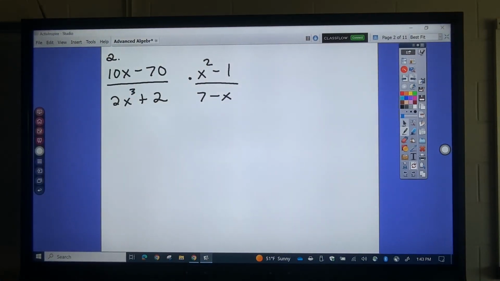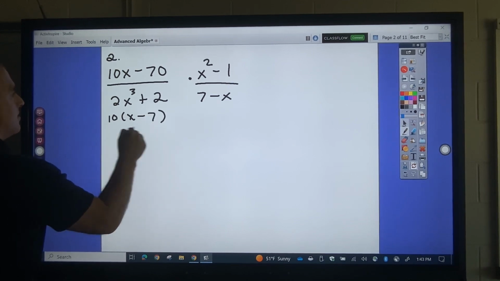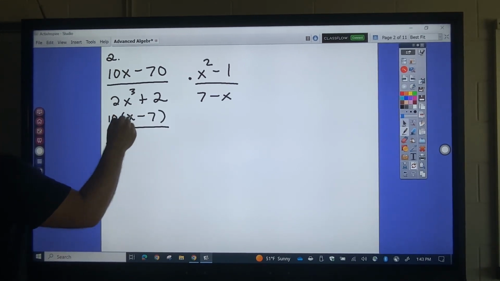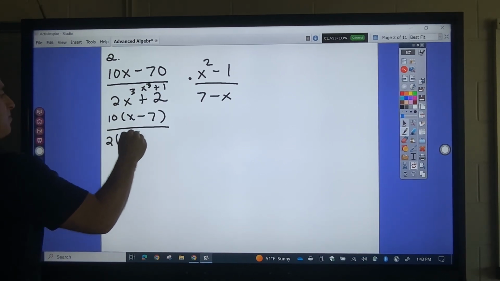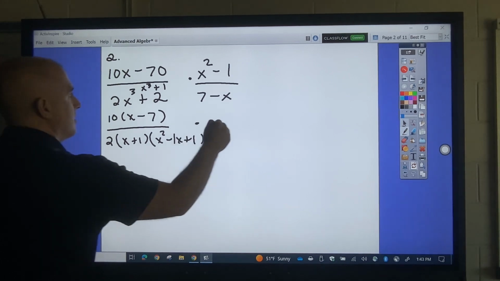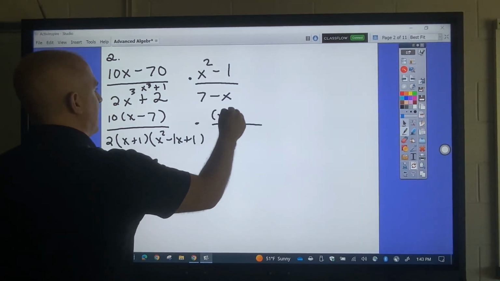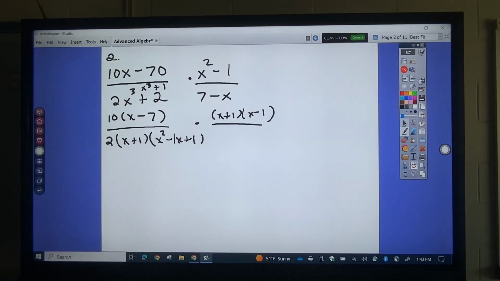Let's do another one. This one, I would take out a 10. I'd be left with x minus 7. This one, I would take out a 2, and then that would become x cubed plus 1, which would be x plus 1, x squared minus x plus 1, times, this would be x plus 1, x minus 1. Now, let's talk about this. That looks like it's backwards. Usually it's the letter, then the number.